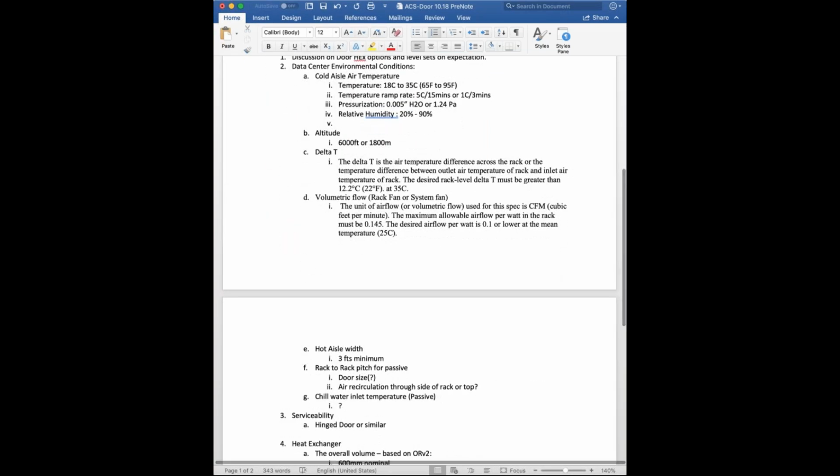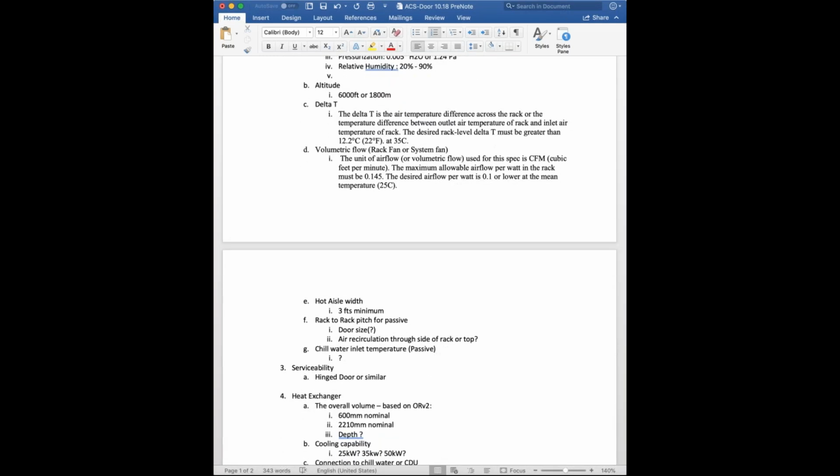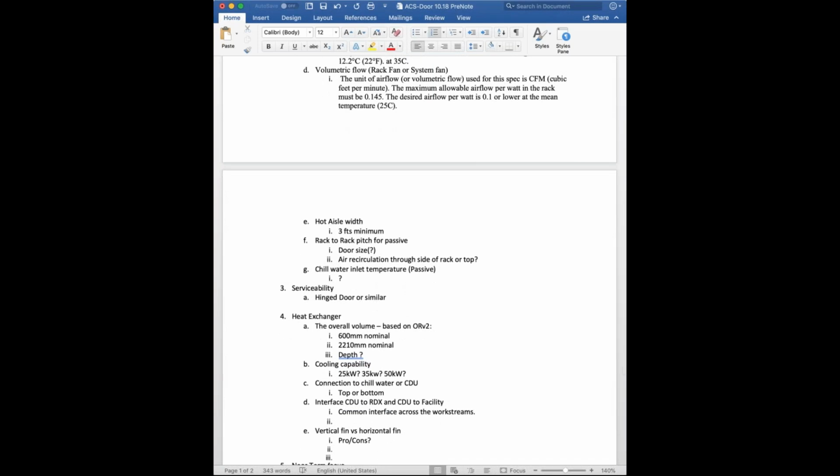We also discussed the width. I think there are more things to be considered, such as the pitch of the rack, or the width of the rear door that we should suggest to the data center. We also talked about serviceability; we probably want a heat door or a similar mechanism. And heat exchanger size: based on the YD2, 600 millimeters is the nominal width, and 22 tenths for the height. The depth is something we also want to define over time.